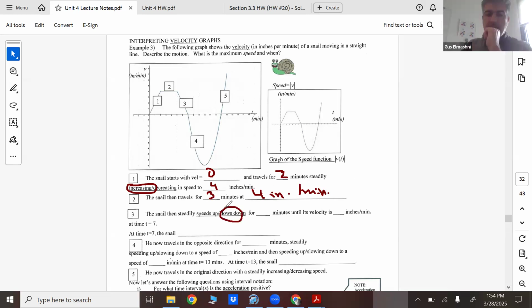It's slowing down for how long, until it gets to what? Okay. At 0, the snail has stopped, or we like to say the snail is at rest. That's probably the more proper way of saying it.